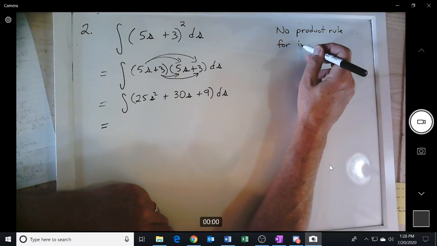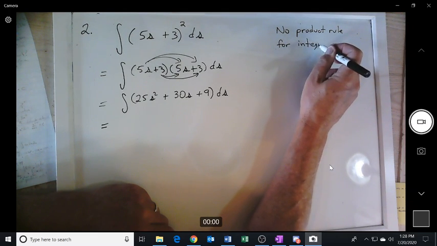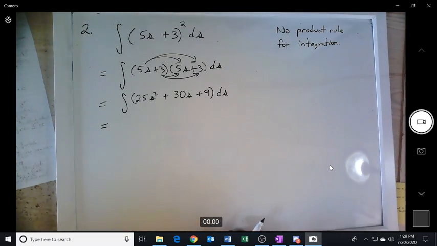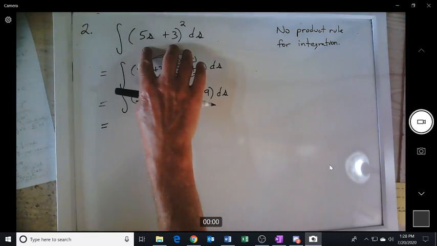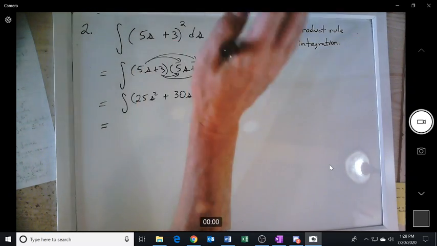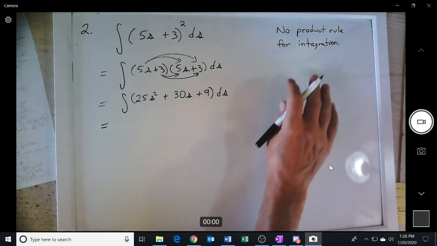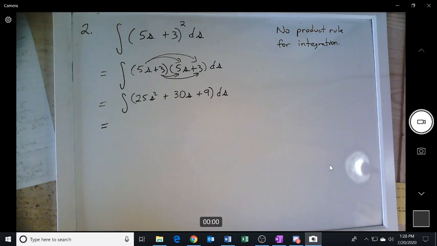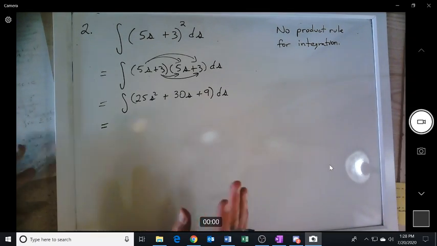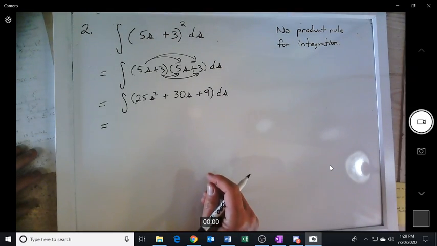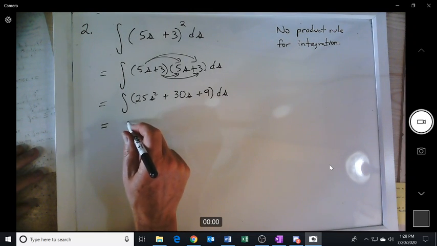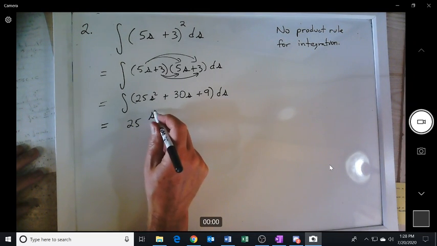For integration, you can't say it's the integral and then squared or something like this. And this kind of makes sense though, because remember the product rule for derivative was really complicated. So when we reverse the process, it turns out there's just no product rule. So we just got to do this, and then we're going to get 25 and then s cubed.